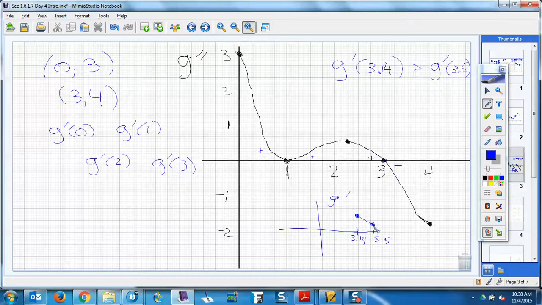Yes, Laura. So when we're dealing with how large the numbers are on the G prime graph, do the y values on a double prime graph have anything to do with it?